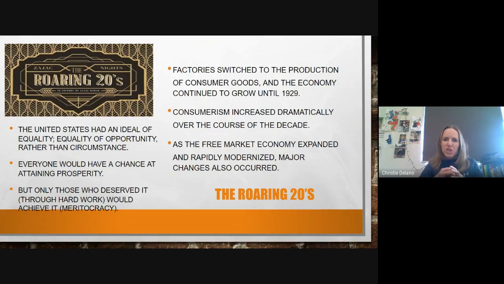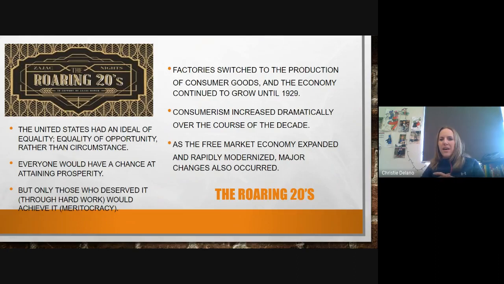We see a tremendous shift, right? Factories during the war had ramped up production to support the war effort, and this is now shifting back to the production of consumer goods. And the economy grew and grew and grew quite rapidly until 1929, when the stock market crashed.